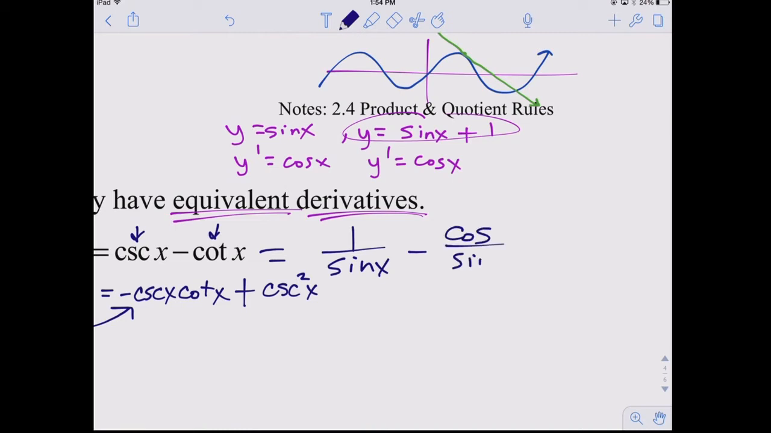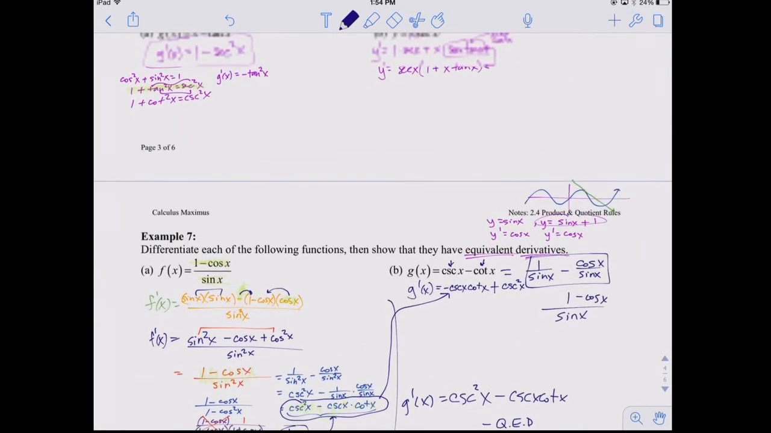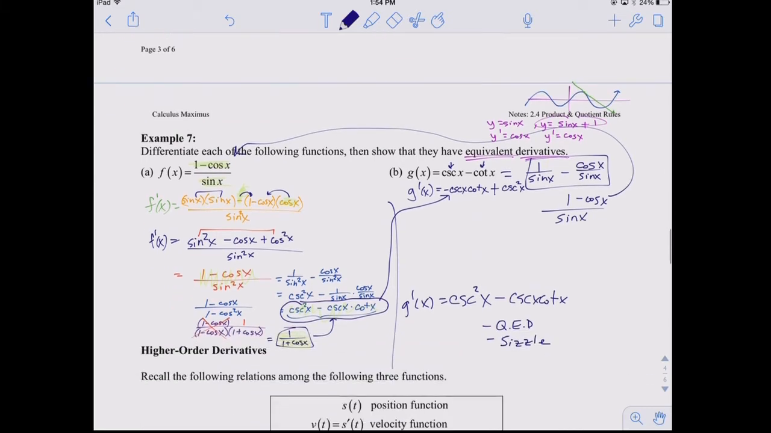cosine over sine. What do I need to combine two fractions? A common denominator. Do I have one? I do. So I can put them both over sine, and I'm left with 1 minus cosine. Oh yeah, indeed, it was the same. But two very different ways to come up with an equivalent derivative.